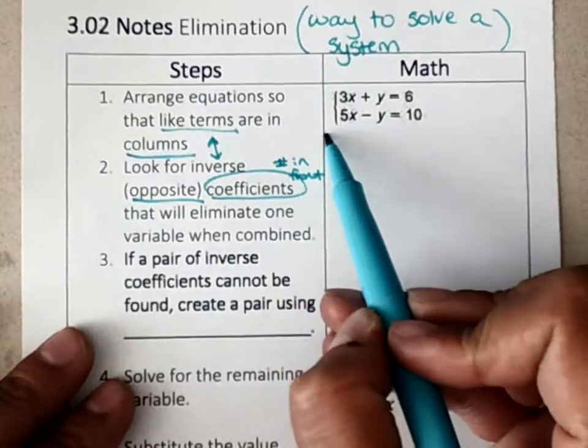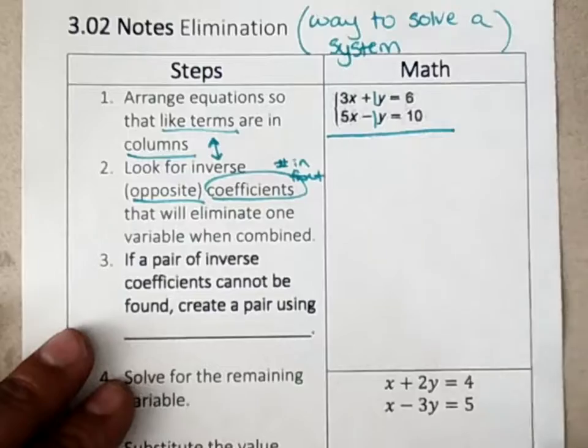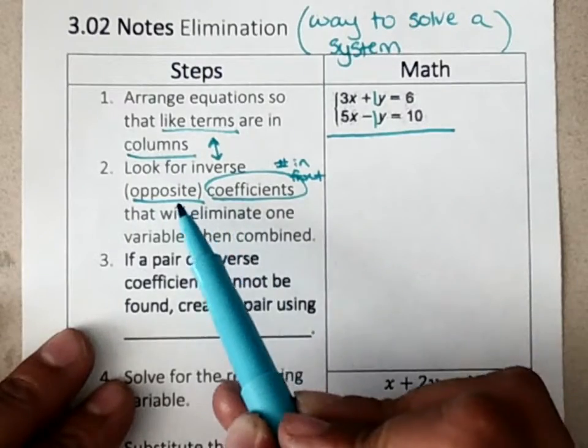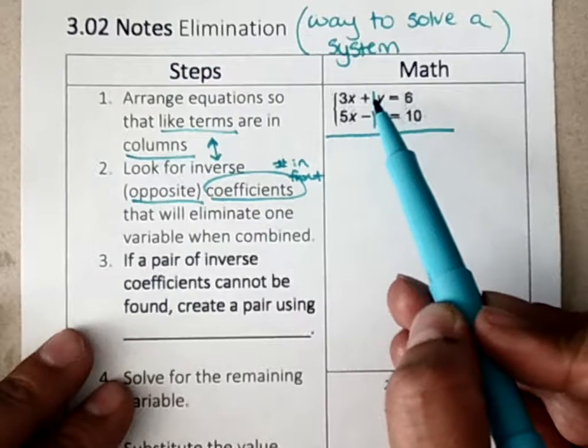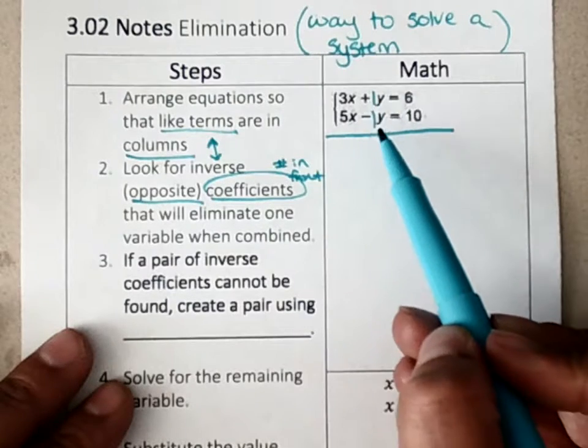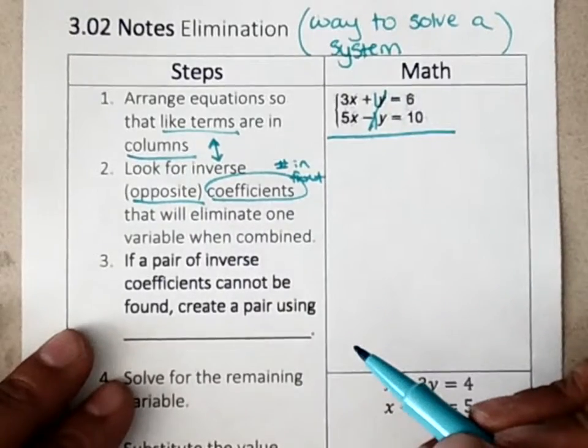So we look over at this example. We see that positive 1y and negative 1y have the opposite coefficients. One is positive, one is negative. Therefore, if I were to add these, 1 take away 1 or y take away y will eliminate and become 0. So this is another way of canceling out.